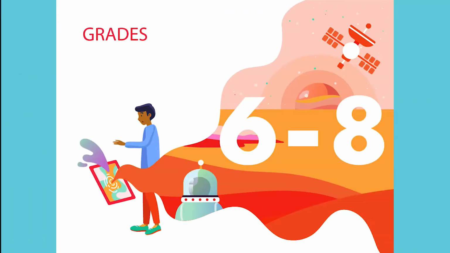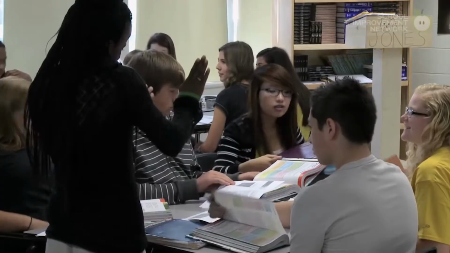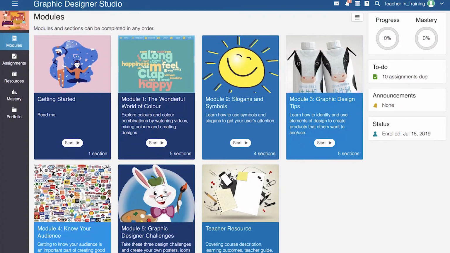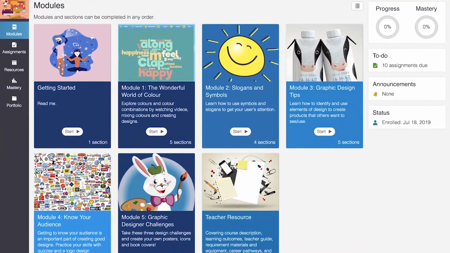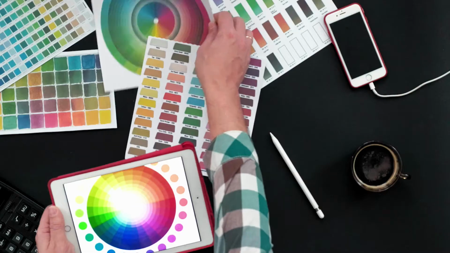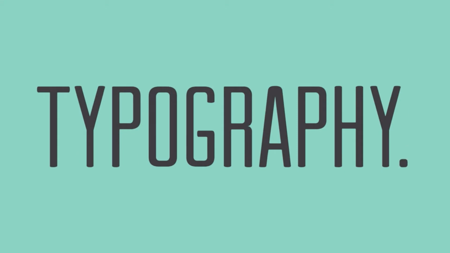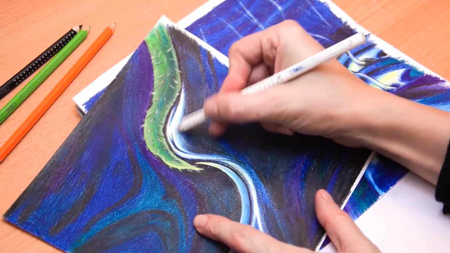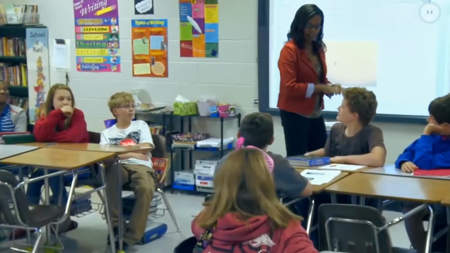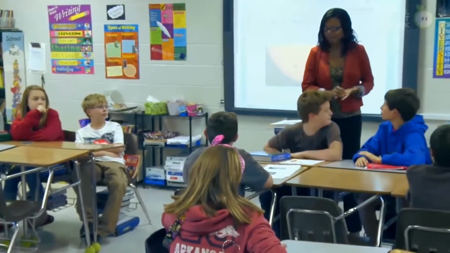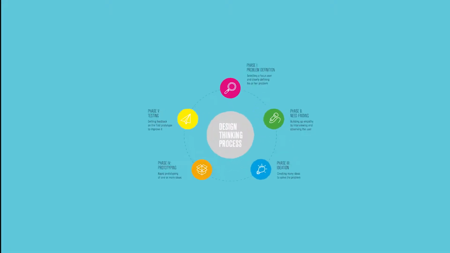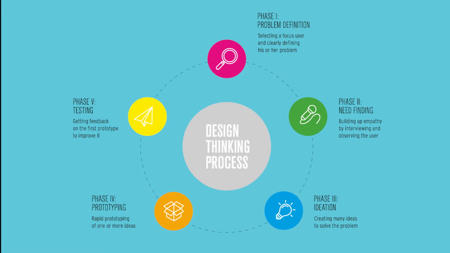Though this course was created with students in grades 6 to 8 in mind, it can be adapted for both younger and older students. Graphic Designer Studio incorporates essential elements and principles of graphic design, such as color theory, use of space, and use of text. These principles, used by artists and industry professionals, will guide students as they take on a variety of creative projects throughout the course. Graphic Designer Studio makes use of the design thinking process.